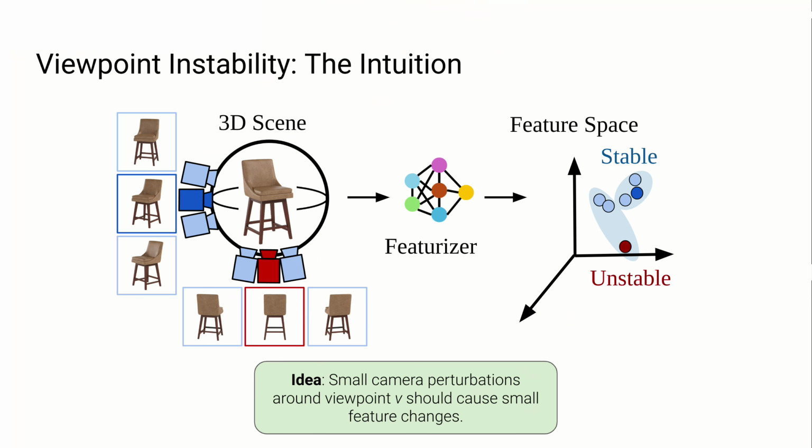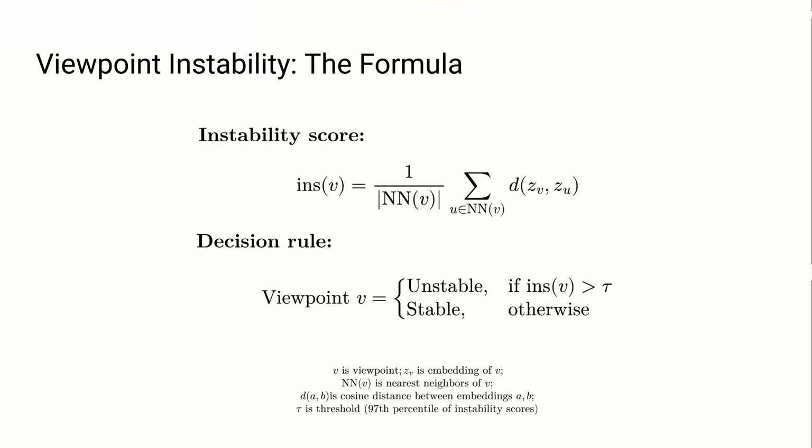How do we formalize and measure this problem? Our core idea is straightforward. A small change in the camera's viewpoint should only cause a small change in the model's feature representation. We formalize this with our instability score, which measures the average feature distance between a viewpoint and its neighbors. We then use a simple threshold on this score to classify each view as either stable or unstable.